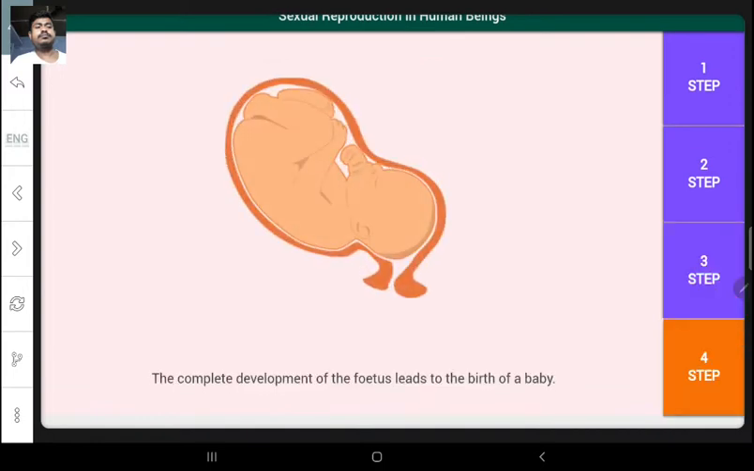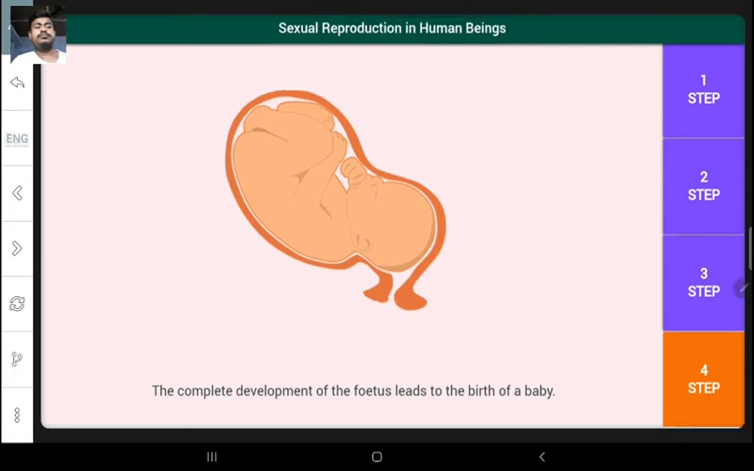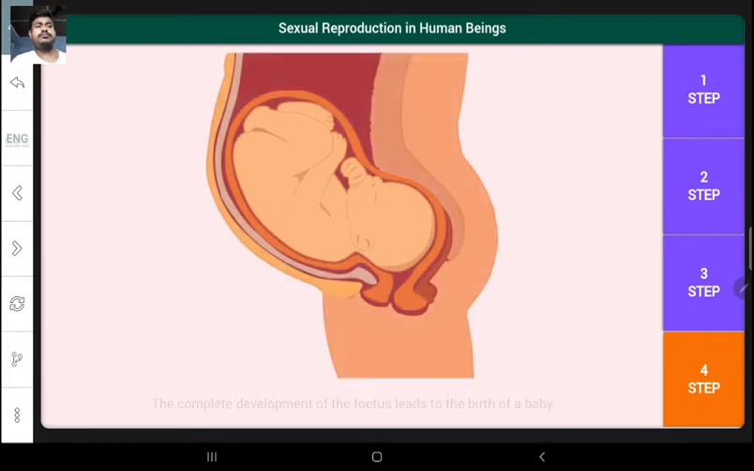The fetus is that stage of the embryo when all body parts are distinguishable. When the fetus is completely developed, the mother gives birth to a baby. This type of fertilization is known as internal fertilization, where the zygote gets fertilized inside the female body.